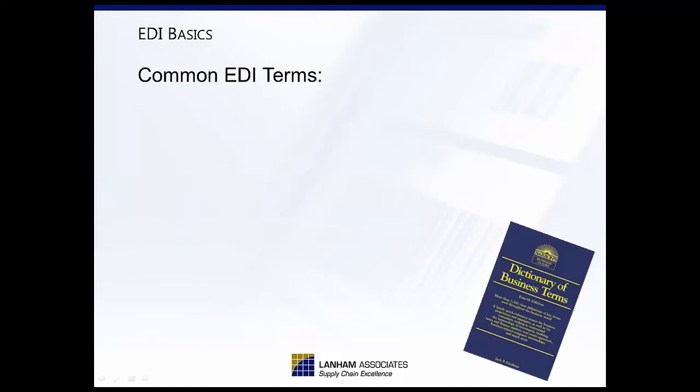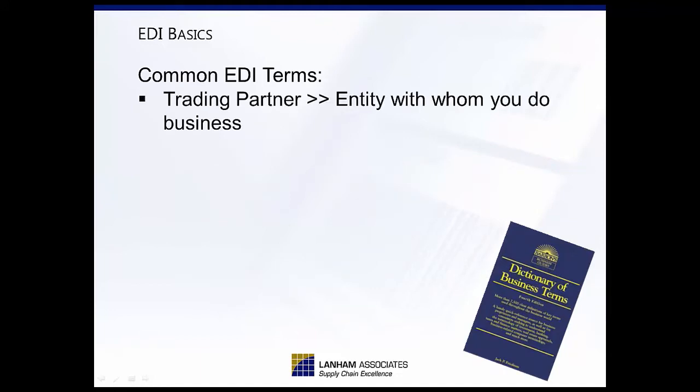Let's also go over a few of the common EDI terms that I'll be using today. First is trading partner. A trading partner is the entity with whom you do business. For example, Walmart or Amazon. They'll contact you and say, we would like to start trading via EDI.